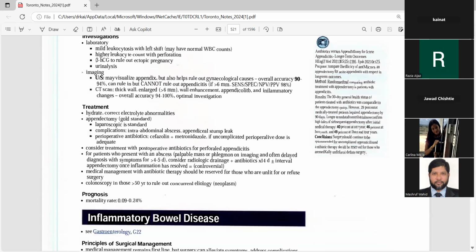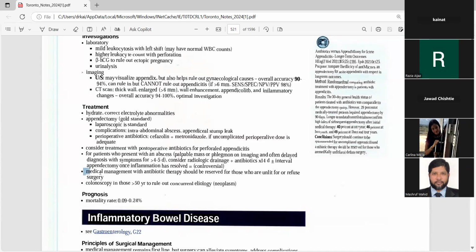So if you come to the treatment, the main important thing here is treatment. Okay, hydrate the patient, electrolytes, appendectomy is the gold standard, complications and all that. Then consider treatment with post-operative antibiotics for the patients who present with an abscess. Palpable mass or signs often delay diagnosis with the symptoms. Consider radiological drainage or antibiotics, appendectomy once inflammation has resolved.